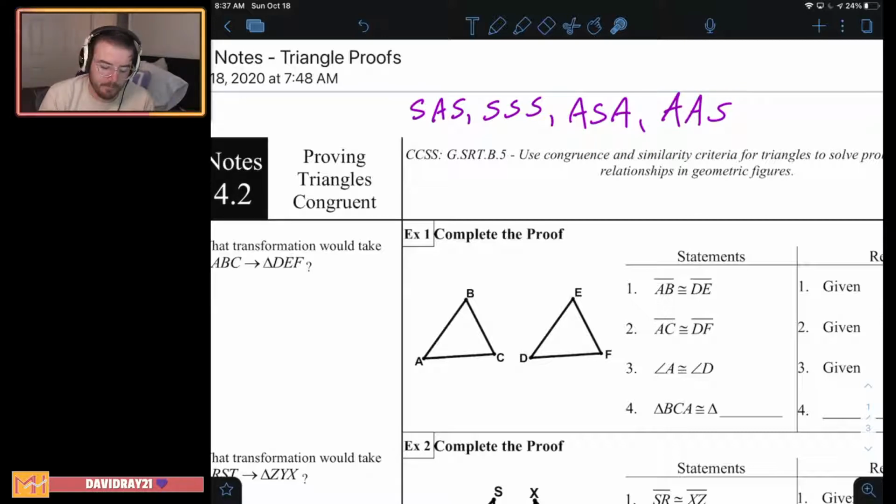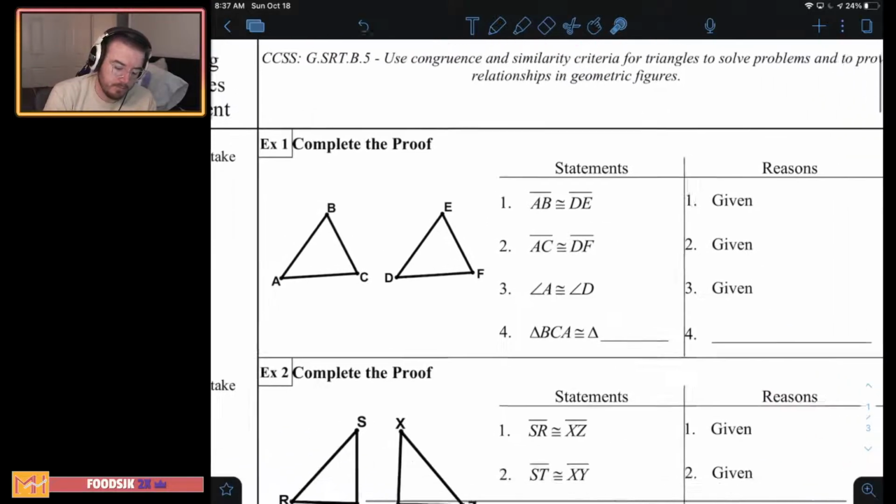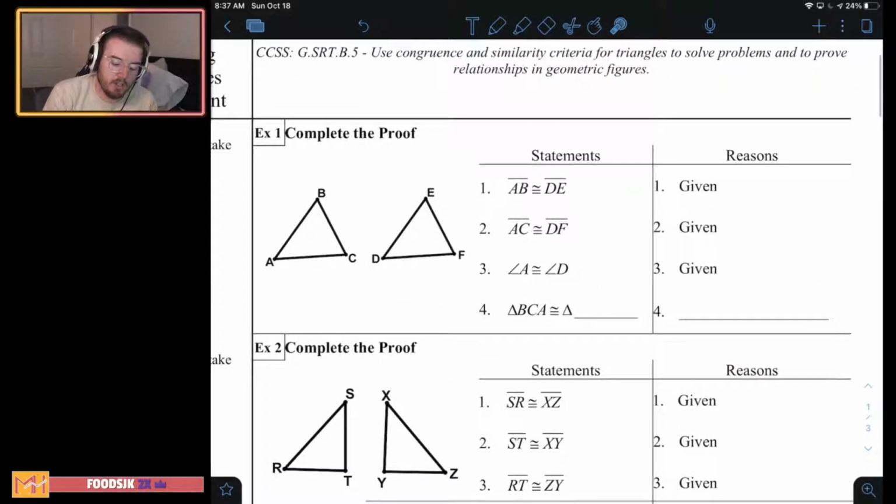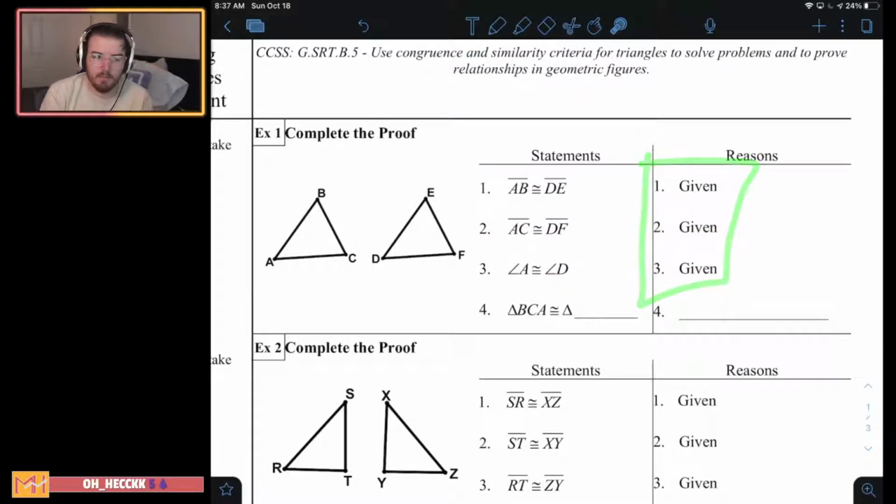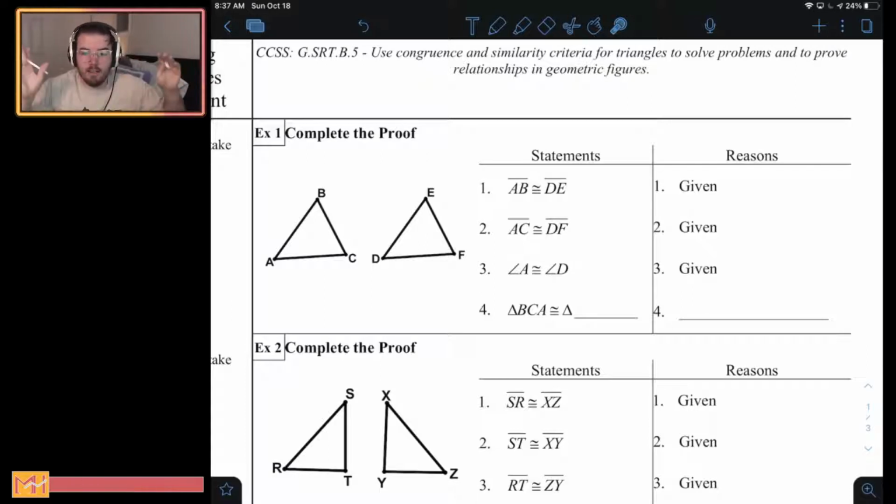All right? We're going to start out really easy. There's a bunch of given statements. What does given mean? That means they've been handed to you. It's just something that is true. You've got to start from somewhere. We're not starting from complete scratch. There's always some type of initial information, and that's what the given is.